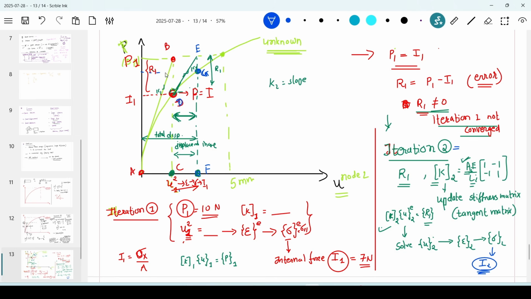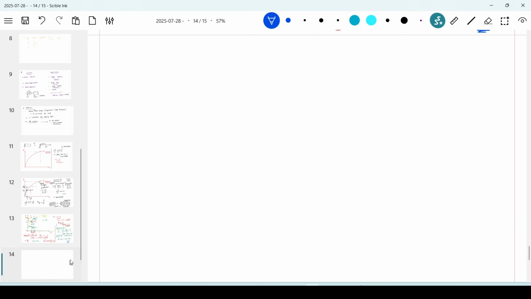So this I2 is known now. This is I1, this is I2. Once I2 is known, what do we have to do? We have to check the equilibrium, as we did in iteration 1. So how do we check the equilibrium?